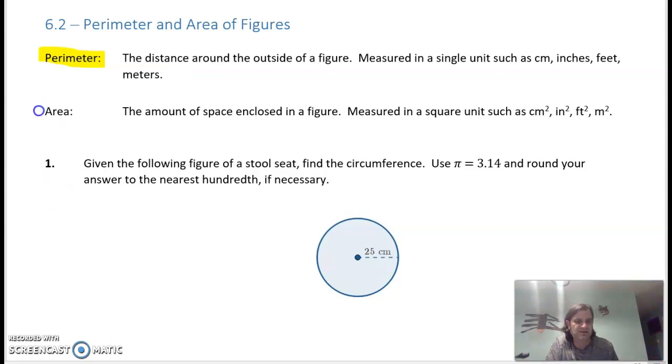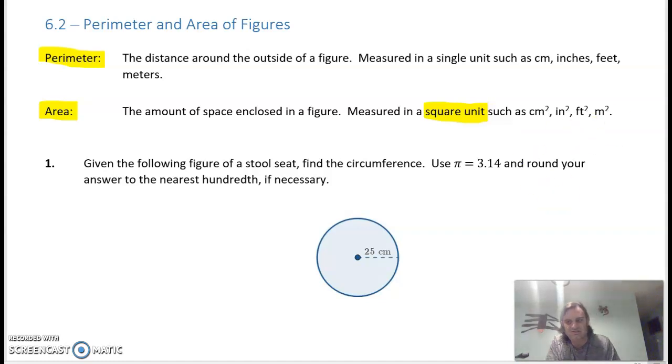The other thing we'll talk about here is area. Area is the amount of space enclosed in a figure. If you were doing the floors in your house, this would be how much material you would need, because you would cover the entire floor, not just the outside. Or if you were painting something, or making a driveway, you would fill it with concrete, and you would need a certain amount of material to cover that space. That space is usually measured in square units, like meters squared, feet squared, and so on.